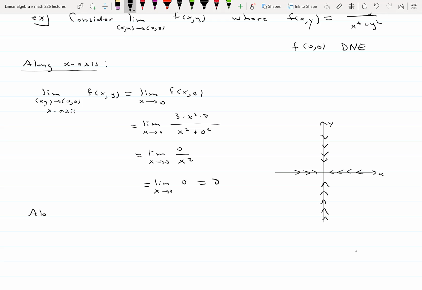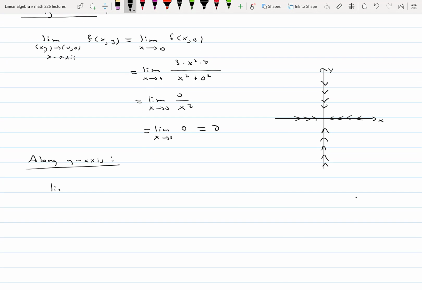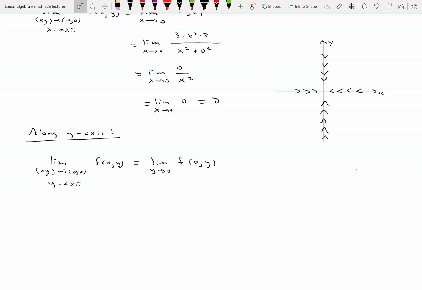So along the y-axis, let's do this again. Let's find the limit as x and y approach the origin along the y-axis of the function. Well, along the y-axis, x is always equal to 0. But y varies. But if we're approaching 0 along the y-axis, that means y should approach 0. So this is nothing more than the limit as y approaches 0 of f of 0 comma y, an ordinary Calc 1 limit.